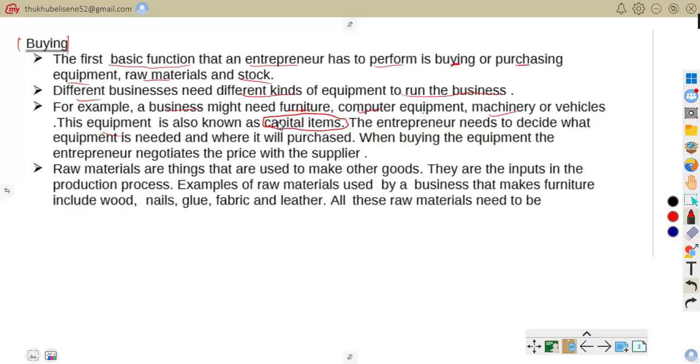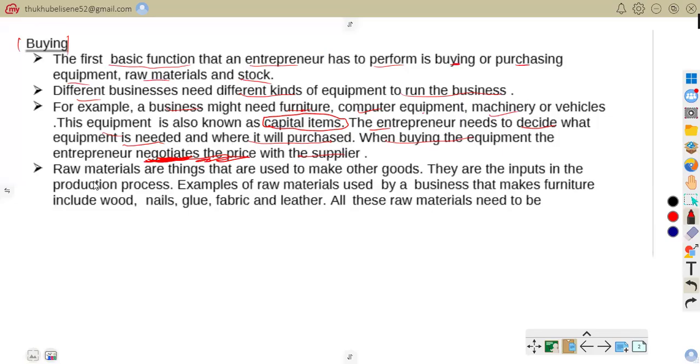Hope we're together. It further says the entrepreneur needs to decide what equipment is needed and where it will be purchased. When buying the equipment, the entrepreneur negotiates the price with the supplier. Here we are talking about negotiating prices. Entrepreneurs often discuss prices with suppliers to get the best deal. For example, a shop owner asks the supplier for a discount when buying large quantities of stock.